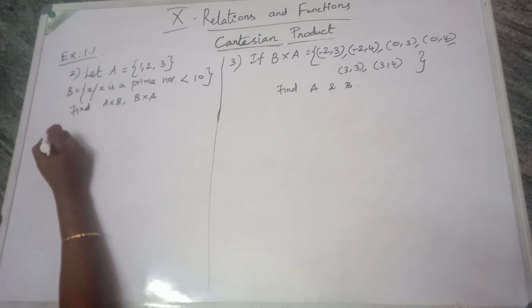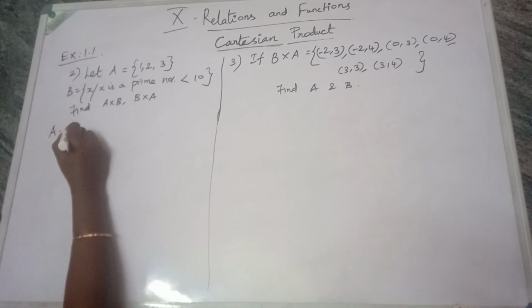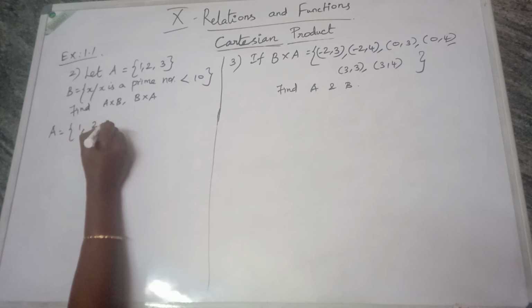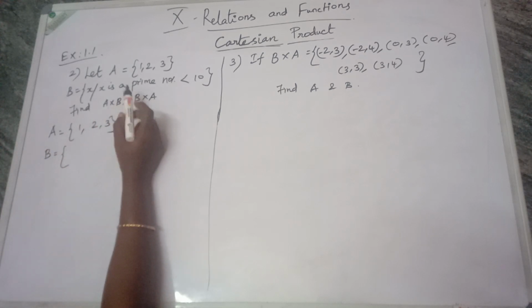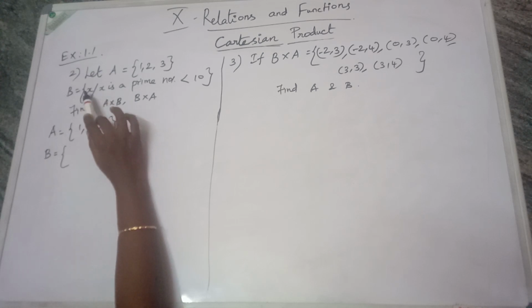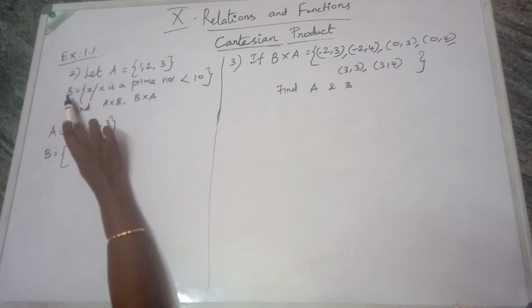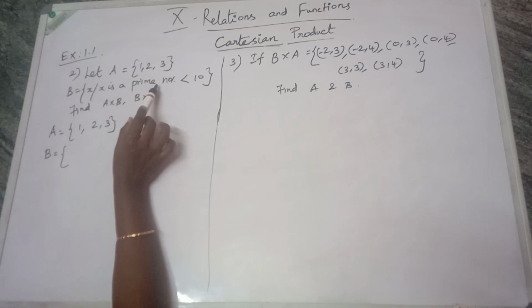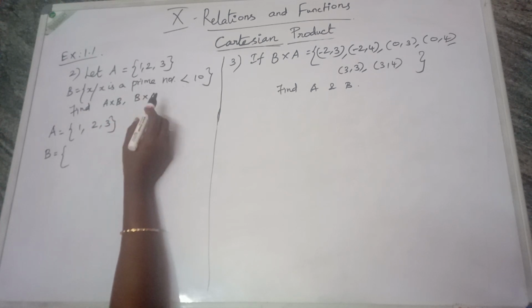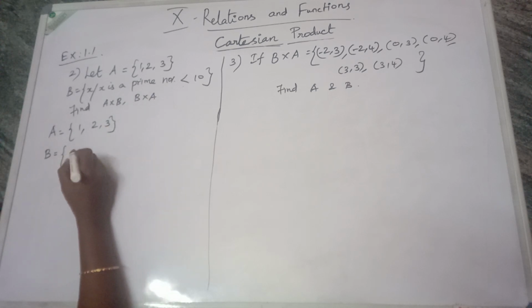Okay, so here A is given, you have to write it as it is because it is in roster form already. Then you have to write B in roster form. First for that you have to see the condition. The x is an element of the set B and that element should be a prime number. X is a prime number less than 10. So the prime numbers start from 2 because 1 is not prime.